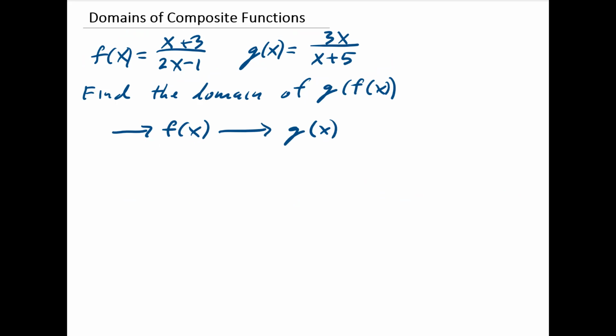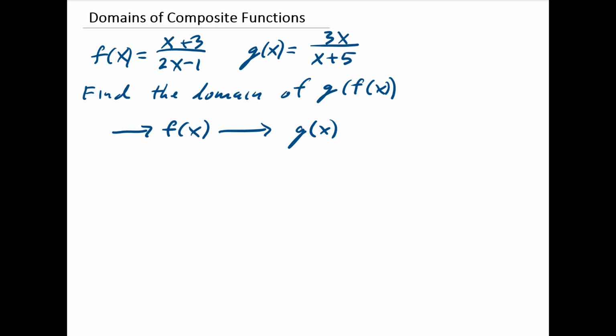Okay, so if we're looking for the domain of g of f of x, we have to see what numbers, when we plug them into this function f of x, are going to cause a problem in this machine f. And if something gets by this machine f and goes into the function g, what numbers are going to cause a problem there?